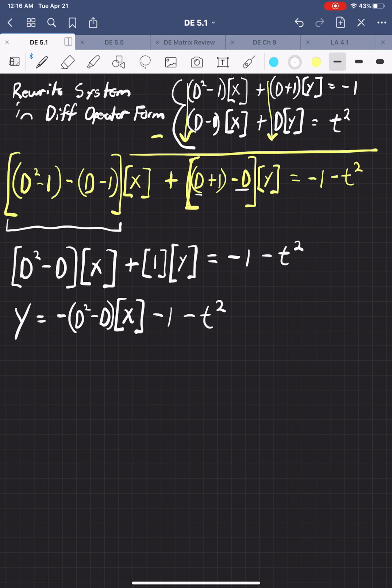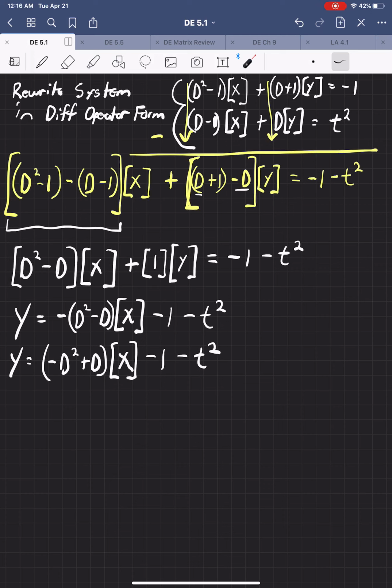Okay, so that would leave me with y being equal to, now I would have negative d squared plus d, all operating on x, and minus y minus t squared. Okay, now do you agree with me at this point that I have solved for y? Then, just like when you're doing any type of system, you plug in for x so that you can finish solving for y.